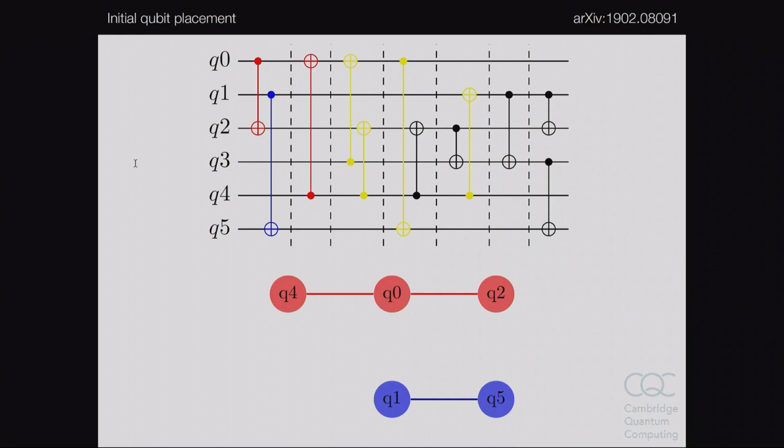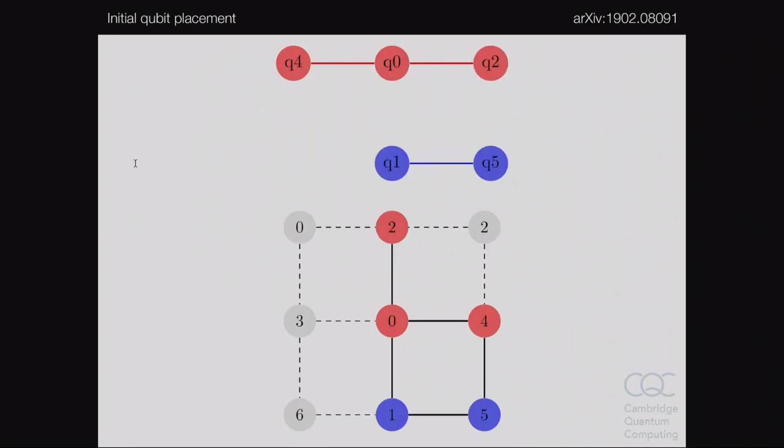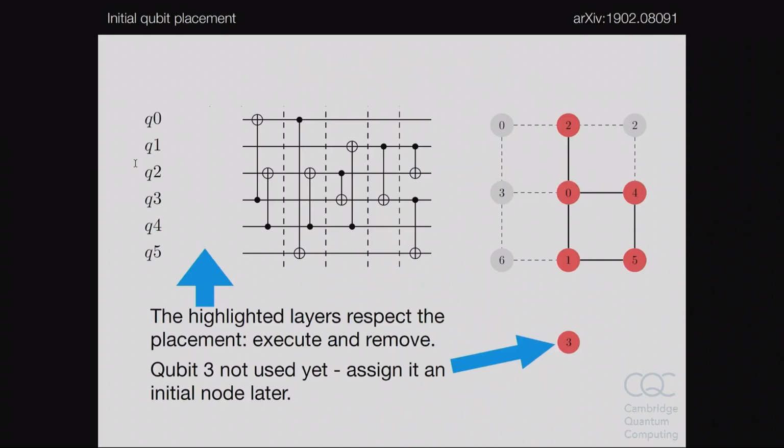And then we find in practice in this circuit that these are the only 2 lines we want to place onto our architecture. So we lay them on top of our graph like so. And this is our original qubit placement for the rest of the algorithm. So you can see here that those original layers now respect the placement, and we can execute them, and we can remove them, and then we can move on.